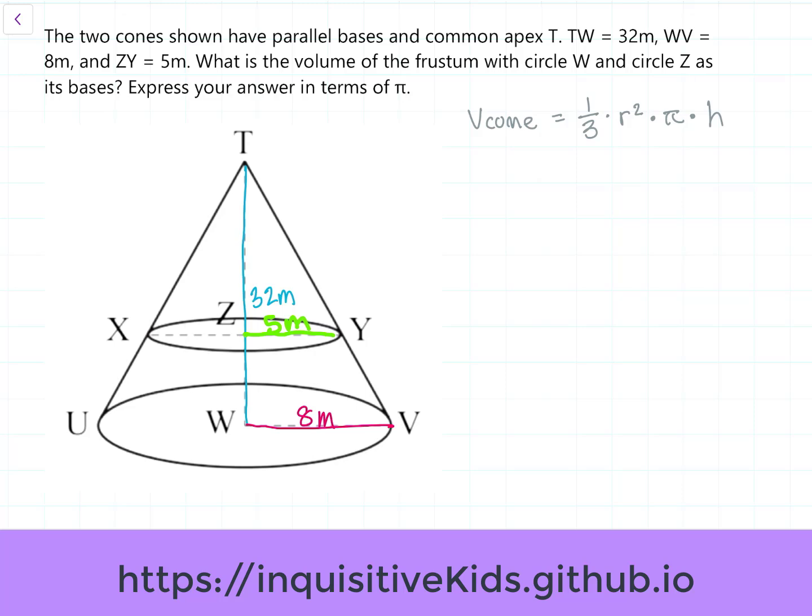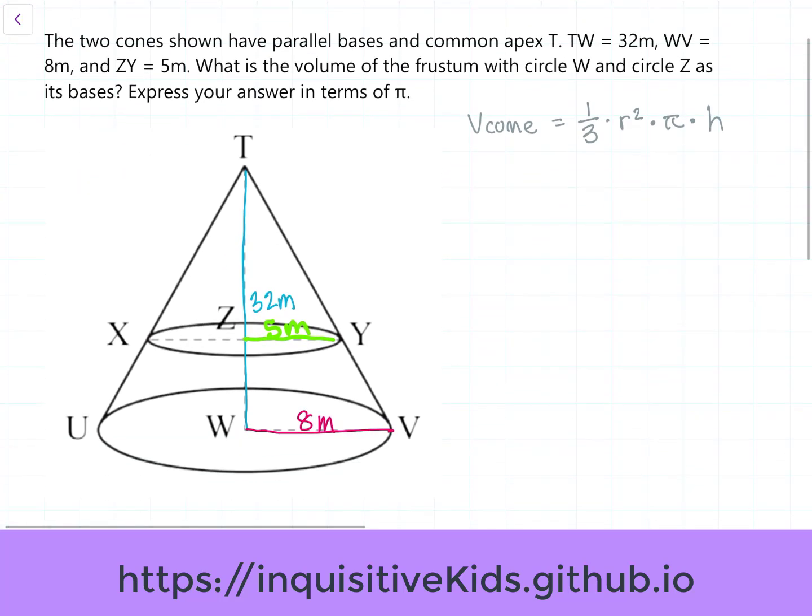Now let's think about what we know. We do know that the radius is respectively 5 and 8, but we also need to find the height. We know that their total height is 32, but apart from that, we don't really know their actual height. So the first step is to find the height of the individual cones. So how do we find the height?